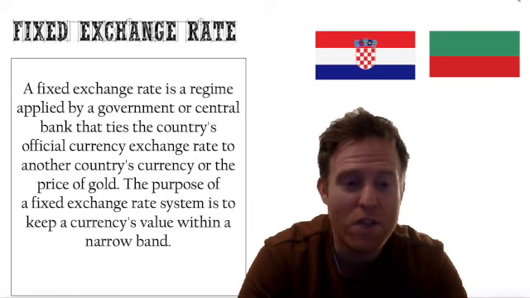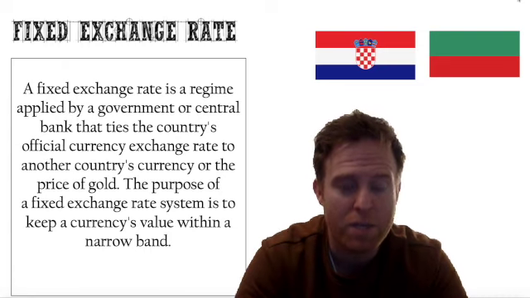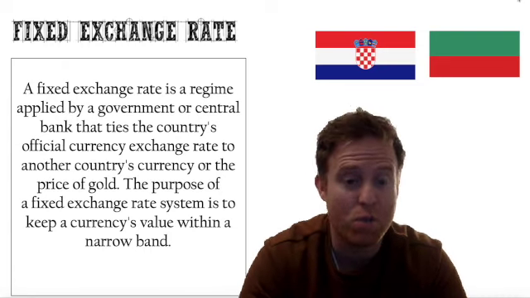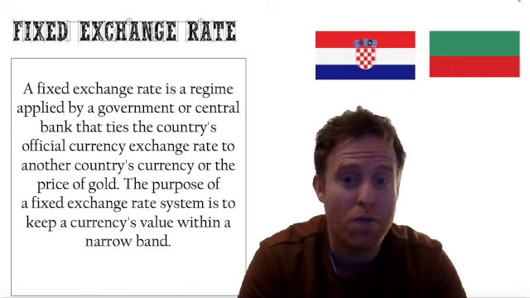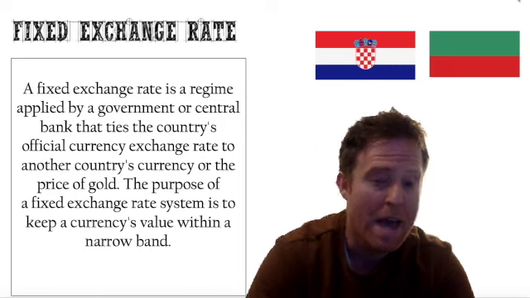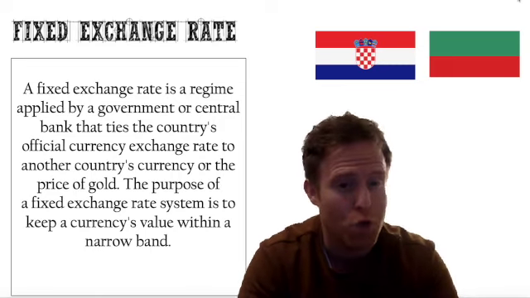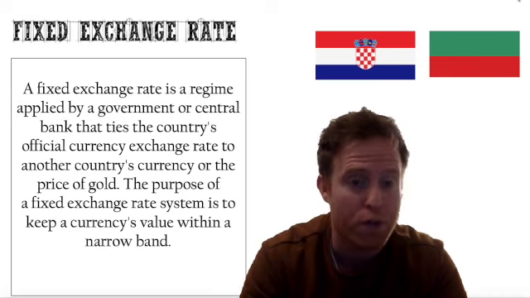Right, so this video is based on exchange rates and it's looking specifically at fixed exchange rates. A fixed exchange rate is a regime that's applied by the government and the central bank that ties the country's official currency exchange rate to that of another country's currency. Sometimes it's by the price of gold, but usually in this day and age, it's the other country's currency.